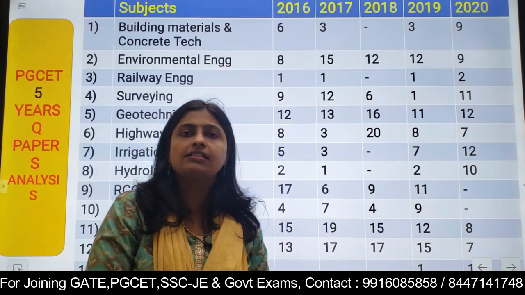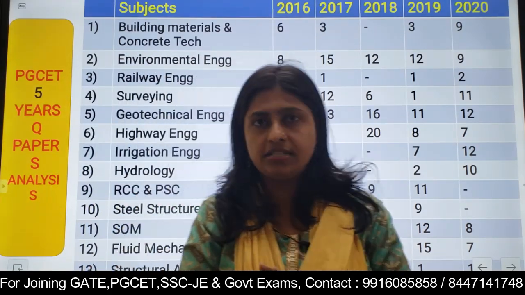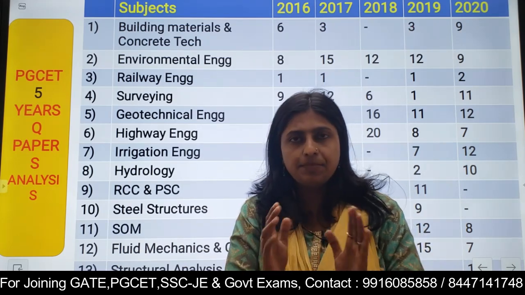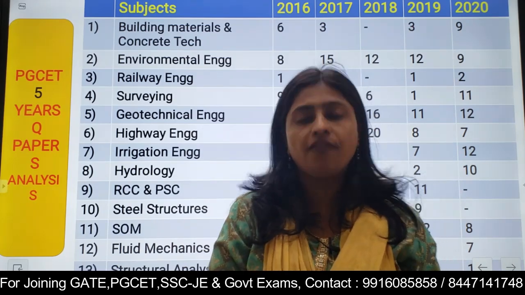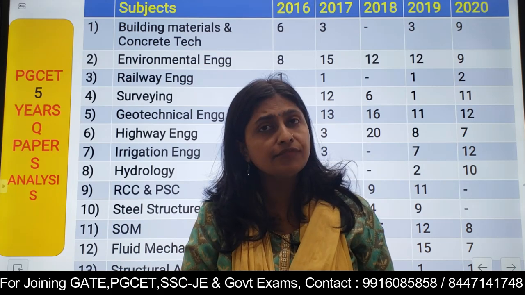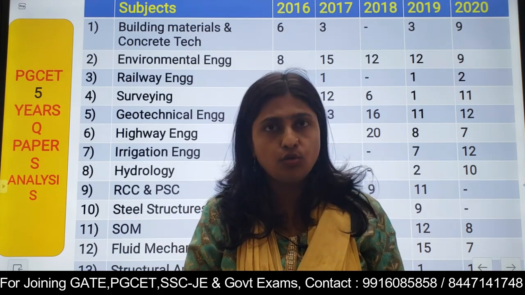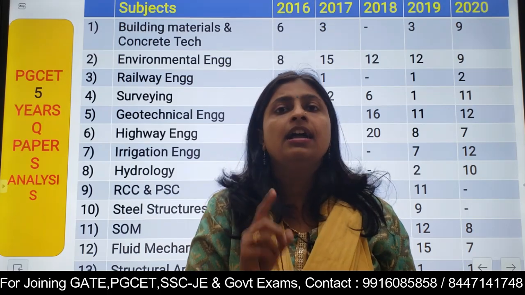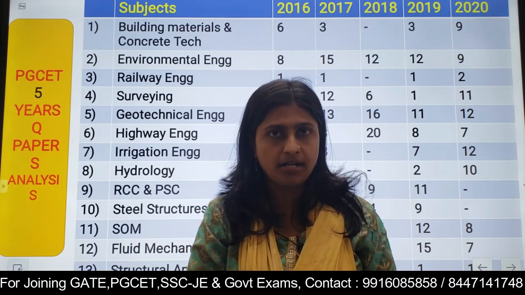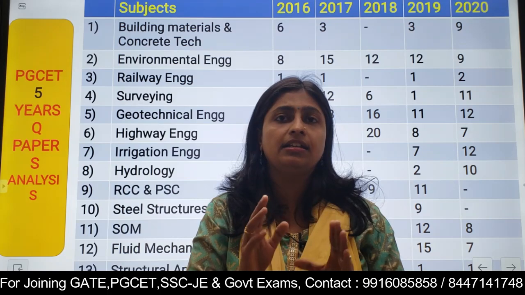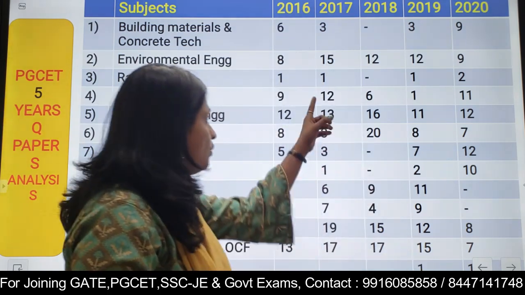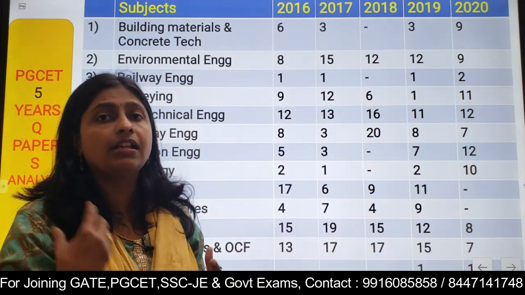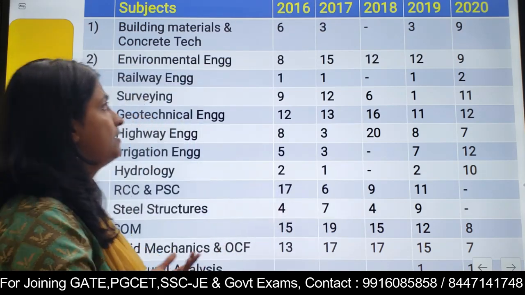So before this, let's understand the paper pattern of PGCET if you are not aware. See, PGCET question paper is an offline exam and it is for 100 marks and it is for 2.5 hours, and in that 50 questions have 1 mark and 25 questions have 2 marks. And there is no negative marking, calculator is allowed. So whatever the numbers you are seeing, they are the marks with respect to that particular subject.